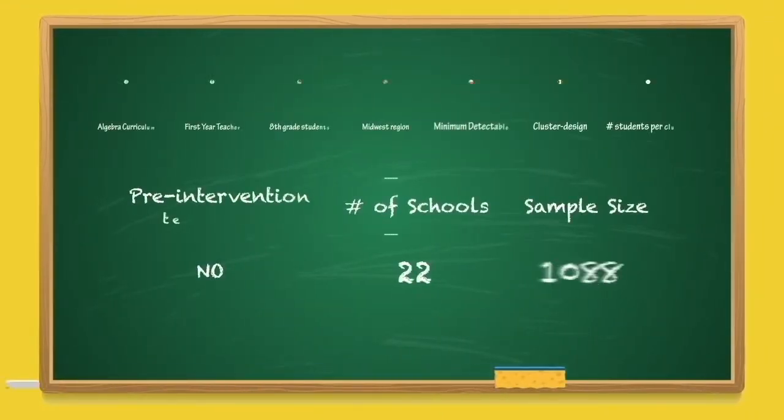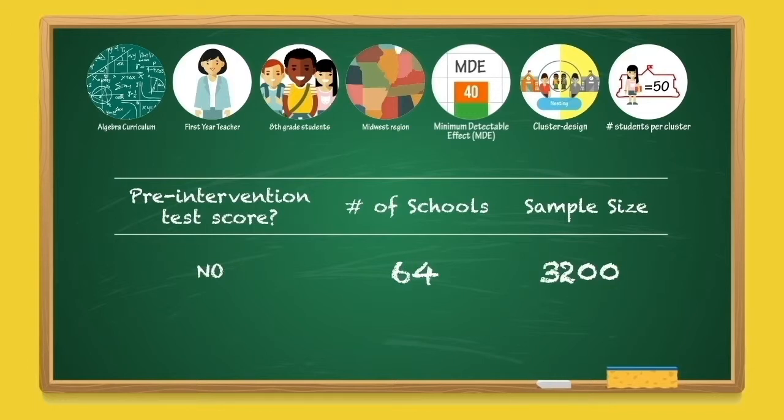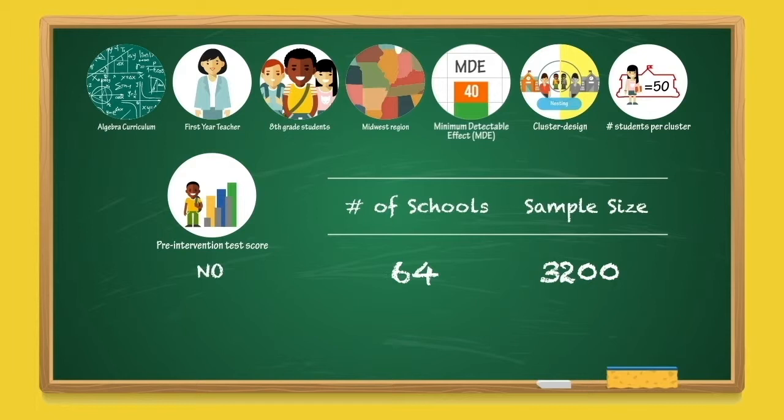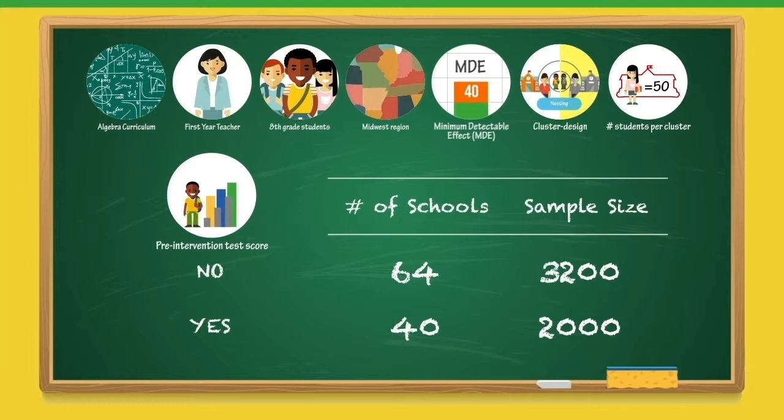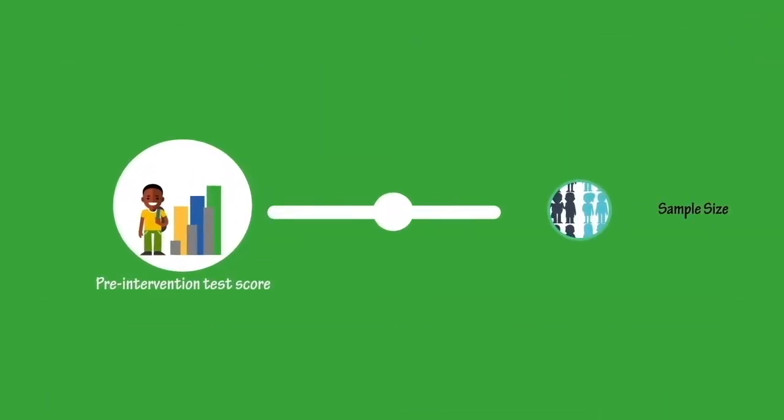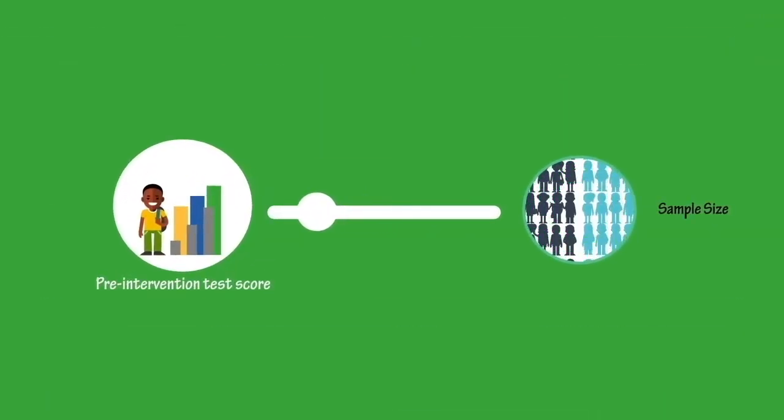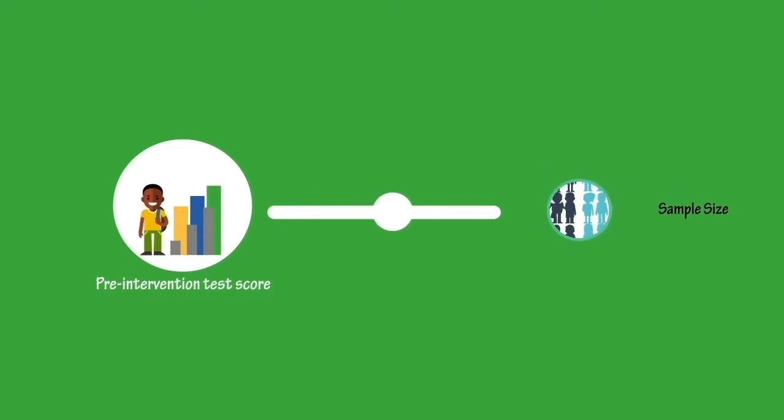Assuming everything else stays the same, a strong predictor like math pre-test scores, with a correlation of 40% to post-test scores, would lower the number of students you need from 64 schools and 3,200 students to 40 schools and 2,000 students. The stronger the relationship of these characteristics is to the outcome of interest, the smaller sample size you need.